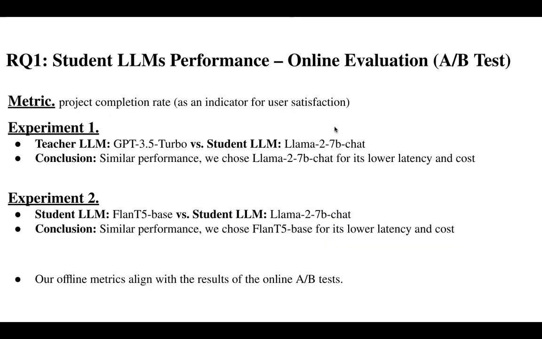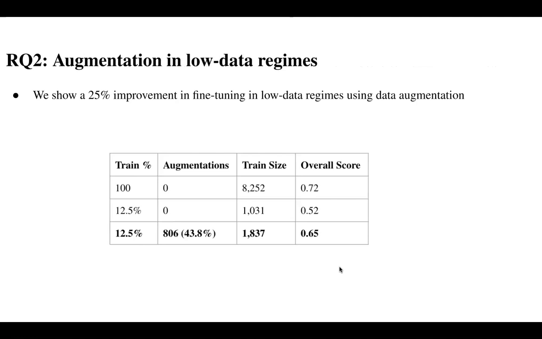We conducted 2 online A/B test evaluations and found that both student LLMs, Llama 2 7 billion chat and Flan-T5 base, succeeded in matching the performance of the teacher LLM GPT 3.5 Turbo. We are encouraged by the fact that our offline metrics align with the results of the online A/B tests. We also show a 25% improvement in fine-tuning in low data regimes using data augmentations. Read the paper for more details.